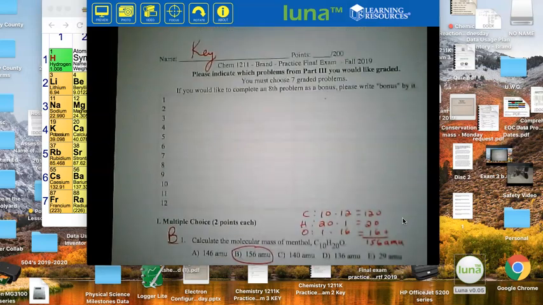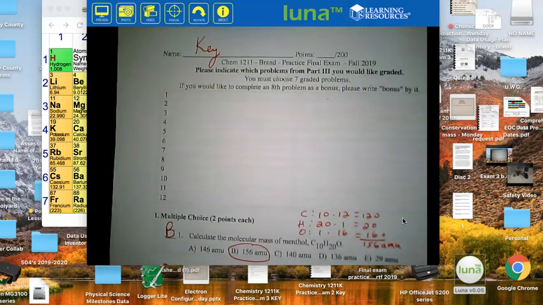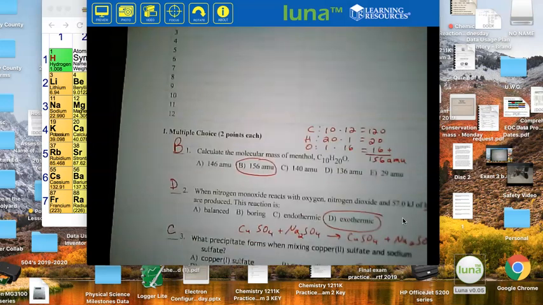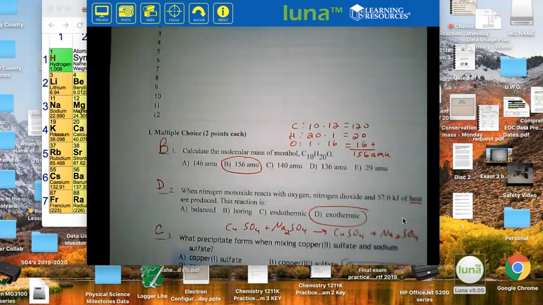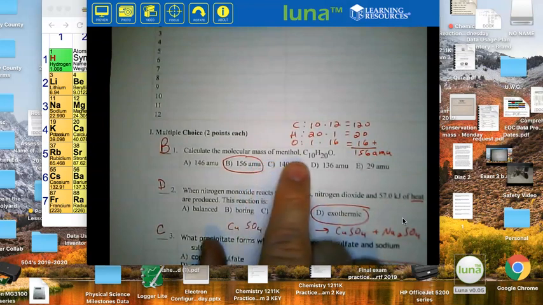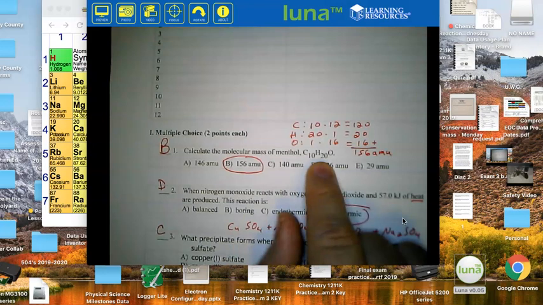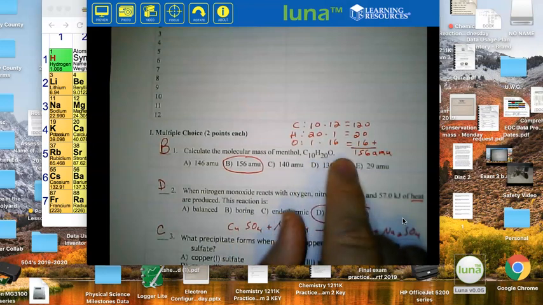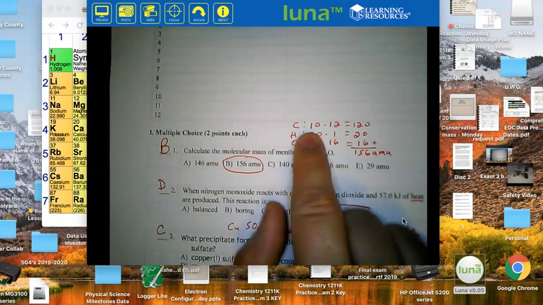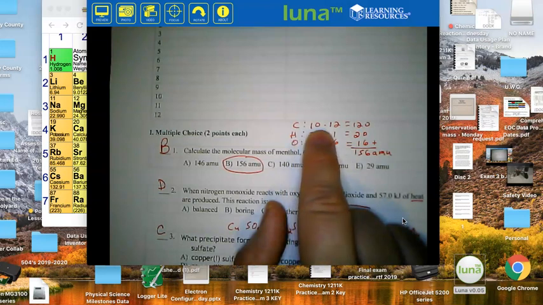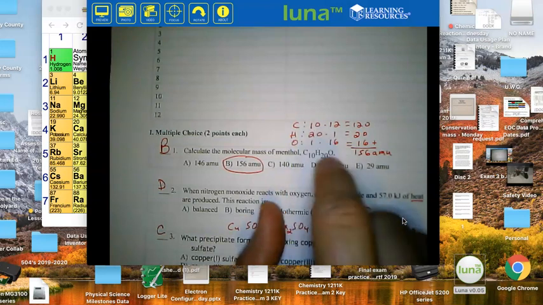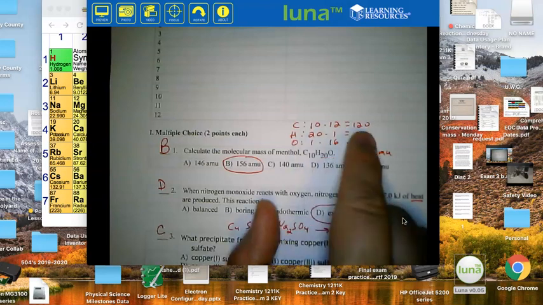All right, so let's go through the practice tests. The first question here is a multiple choice question. They're asking you to calculate the molecular mass of methyl. Here we have the formula C10H20O. I'm going to multiply the number of carbon atoms, 10, times its average atomic mass, which is roughly 12. So that's 120.